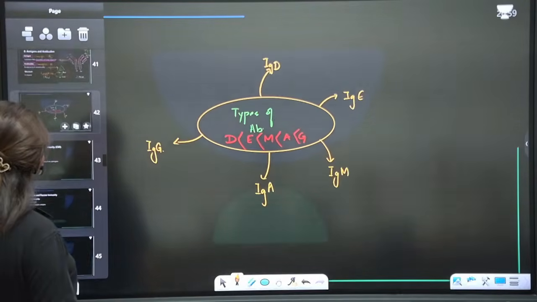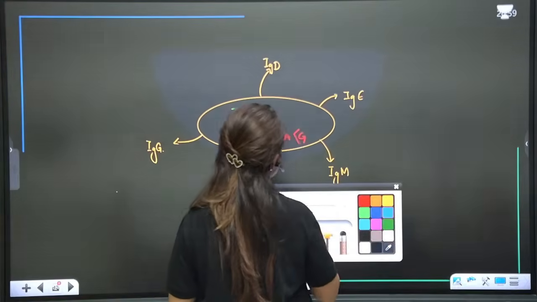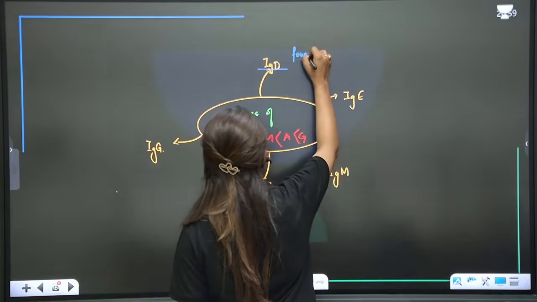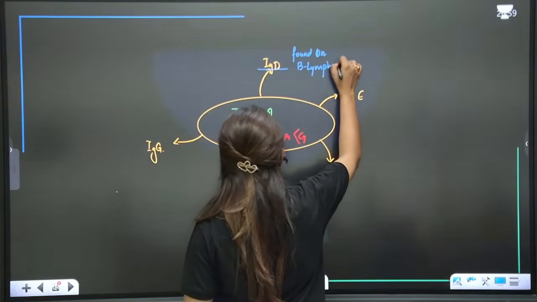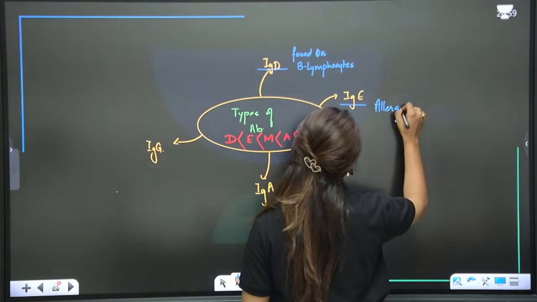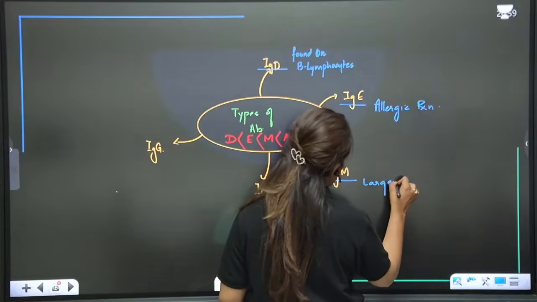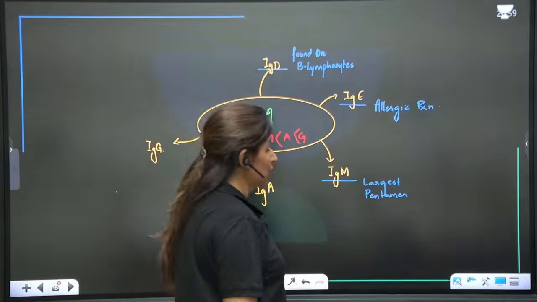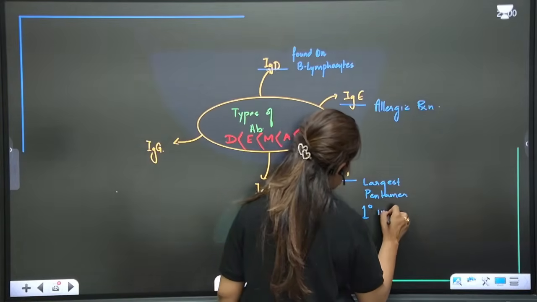Okay, let's talk more about these. So first of all, IgD. This is the least and it is found on the surface of B lymphocytes. IgE has an important role in allergic reactions. IgM is the largest in size, pentameric in nature. So there are 5 units held together, and this one is the largest and it is produced during the primary immune response.